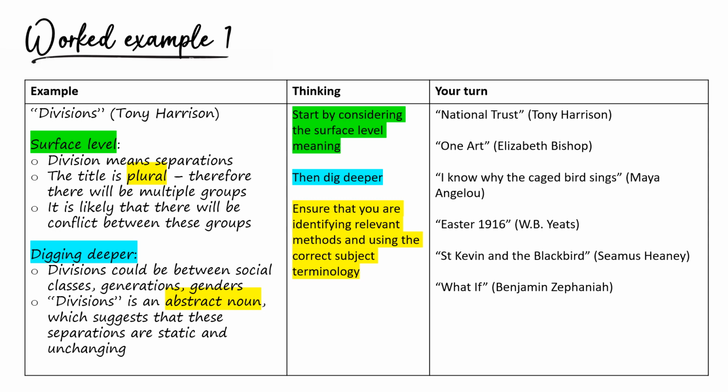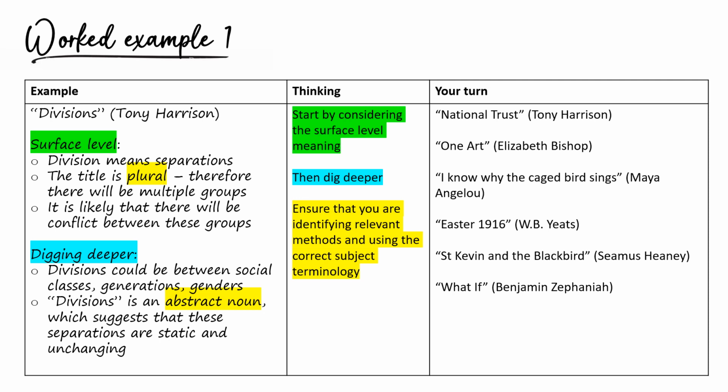We also might notice that divisions is an abstract noun. So abstract and concrete nouns: concrete nouns are things that you can touch, that you can sense. Abstract nouns are ideas, so courage, hope, love, for example. So divisions is an abstract noun, and that suggests that these separations are static and unchanging. It's not a verb, it's not something that's going to be shifting, but it's a noun, something that's going to be staying the same. So I've got my surface level and I've dug deeper as well.